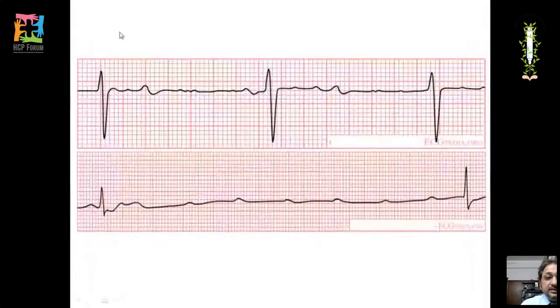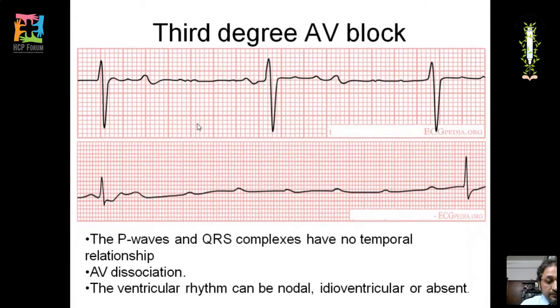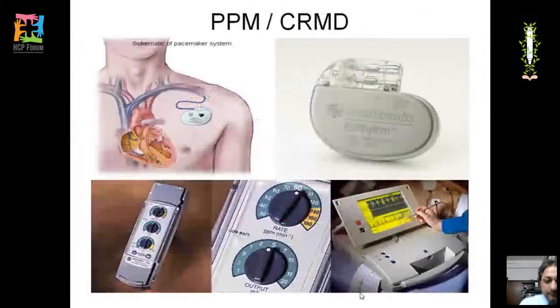Next, this ECG shows a complete AV dissociation. I cannot find any relationship between the P and the QRS complexes, so it's a third degree heart block. So it's AV dissociation. The ventricular rhythm can be either nodal, idioventricular, or maybe absent, and this will need a temporary pacemaker. So we come to the pacemakers, which are needed in these types of scenarios.